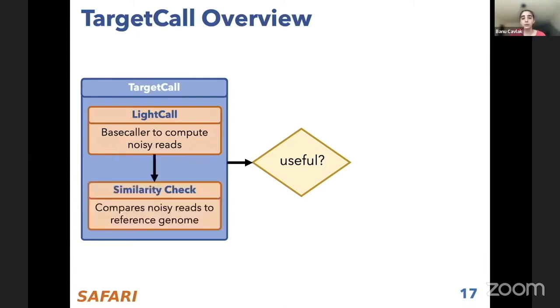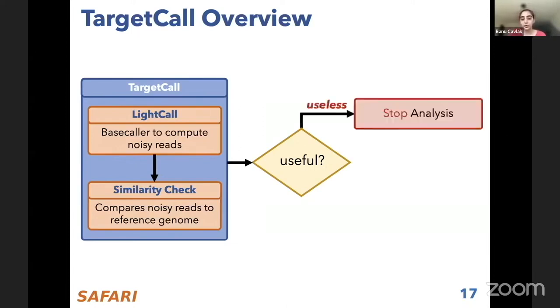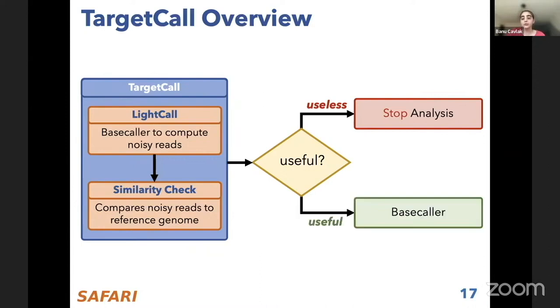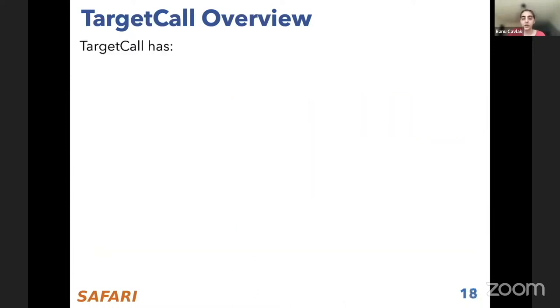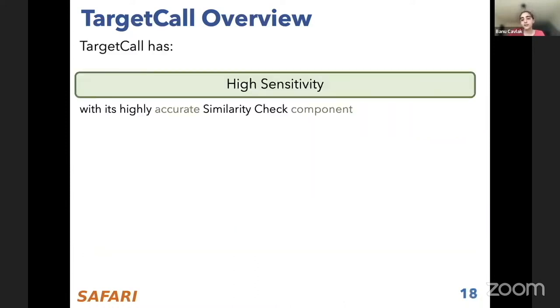After LightCall computes the noisy reads, there's a second step, the similarity check component, which compares these noisy reads to the reference genome to predict if the read is going to be useful. As I said before, anything that is useless is discarded from further analysis in TargetCall. Anything that is useful is forwarded to the base caller so that we maintain the base calling accuracy for the useful reads.